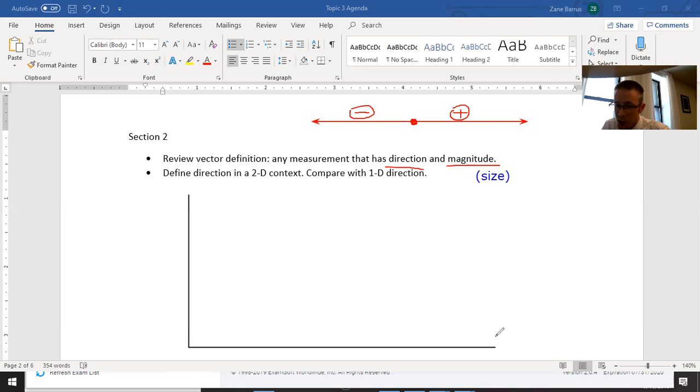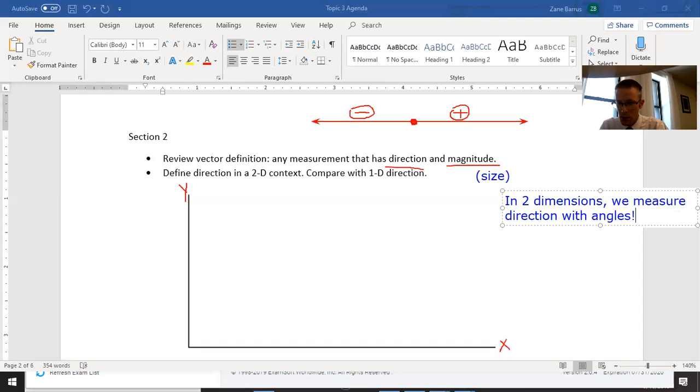Now in a two-dimensional example, such as we have here with our empty set of axes again, direction is a lot more versatile. In 2 dimensions, I'm going to write this as a note on the side. In 2 dimensions, we measure direction with angles. So in 1 dimension, we measure direction with positives and negatives. In 2 dimensions, we measure direction with angles.